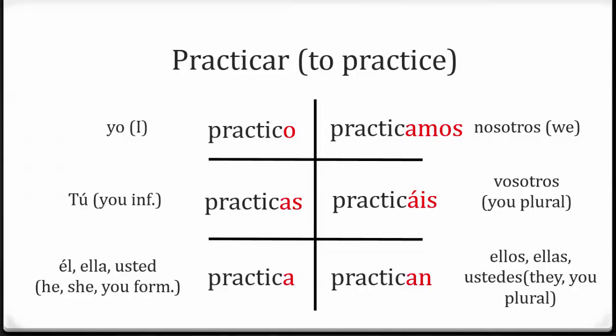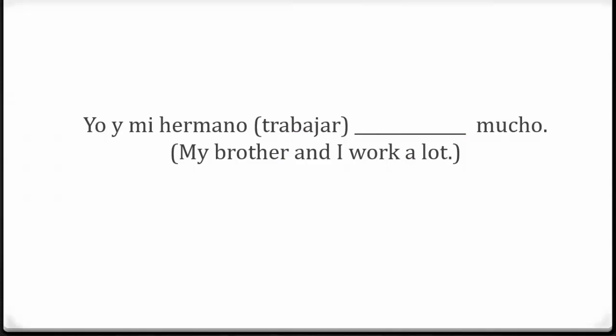Now, I'll throw you a curveball here for this final question. Do you know which conjugation form would be needed according to the context here? The correct answer would be the nosotros form, or trabajamos. This illustrates the fact that even if the word nosotros is not explicitly used in the sentence, the subject of my brother and I still corresponds to the pronoun we, or nosotros.